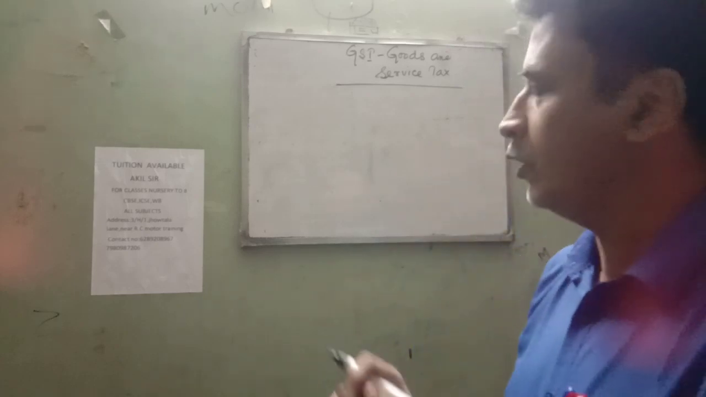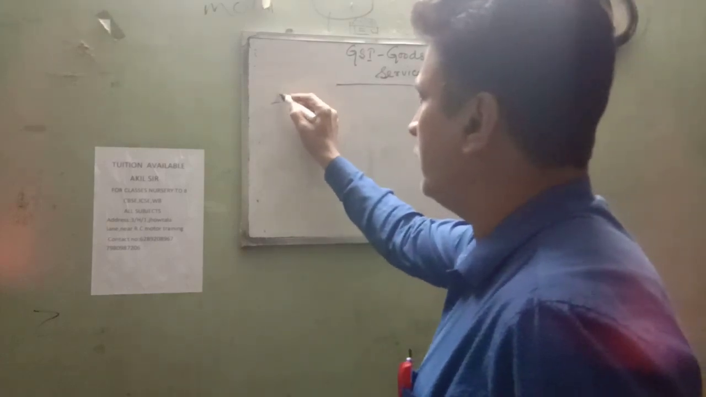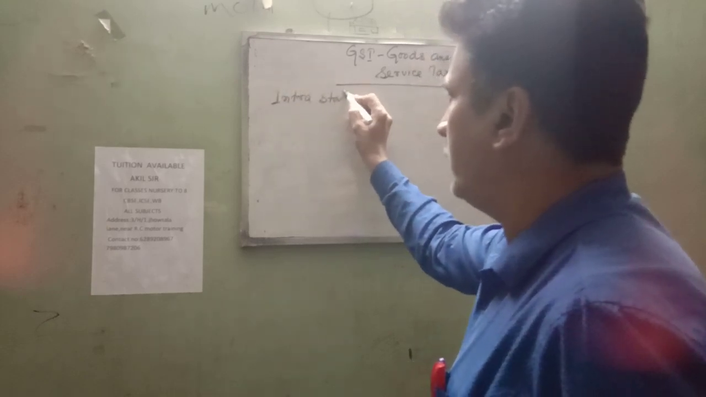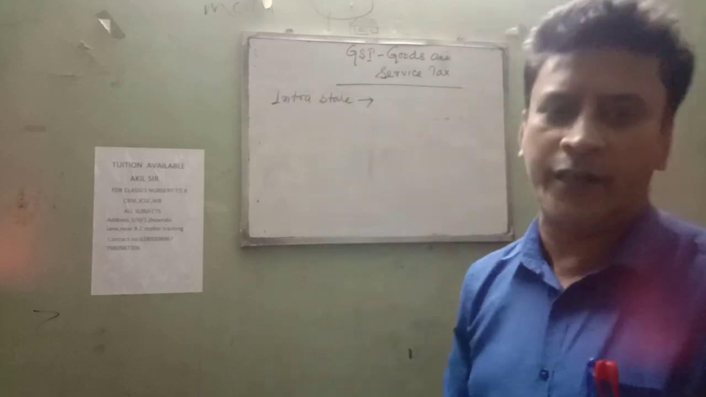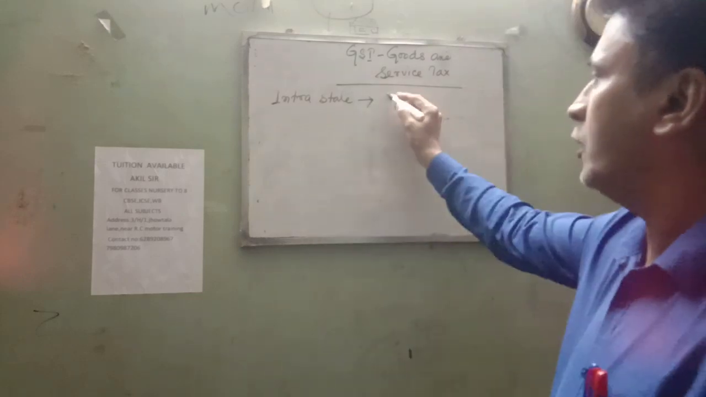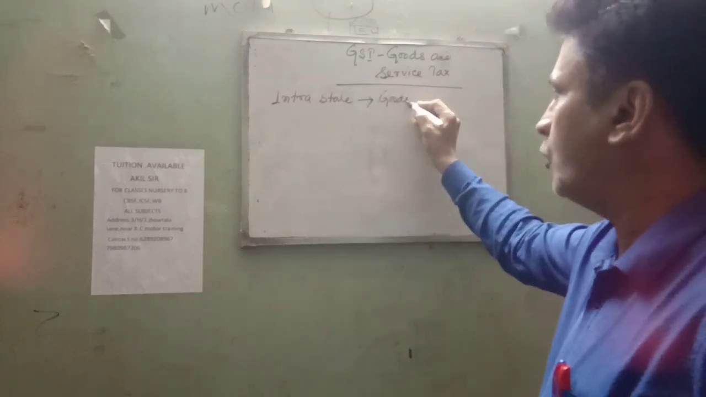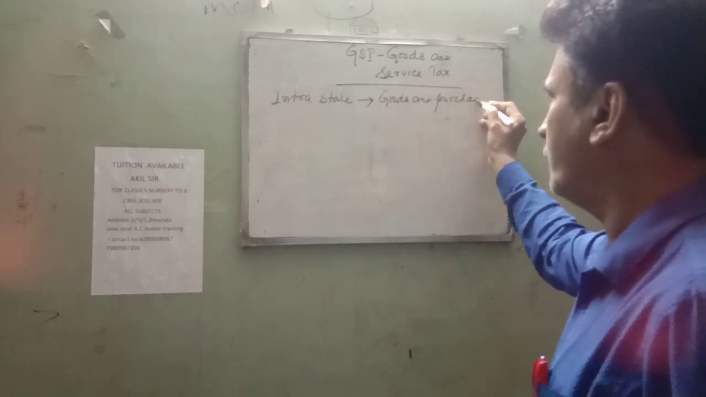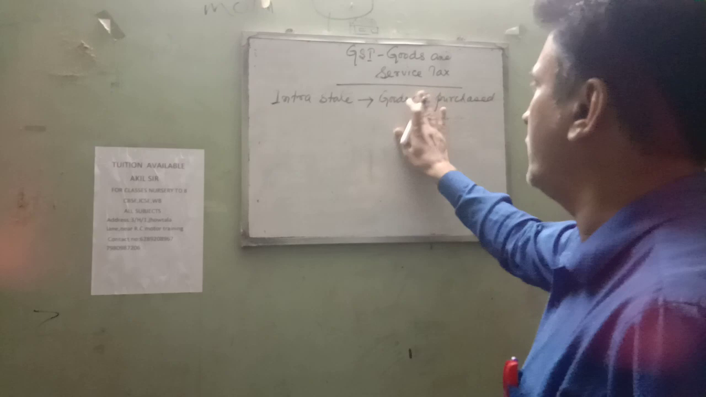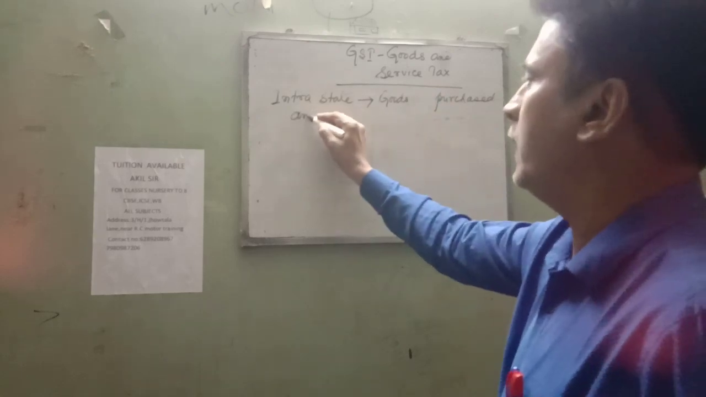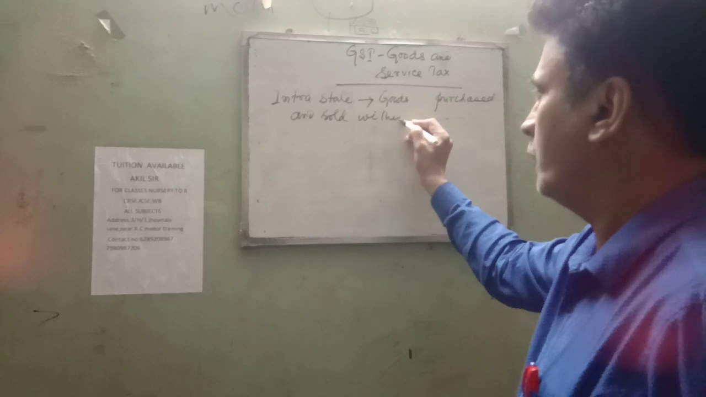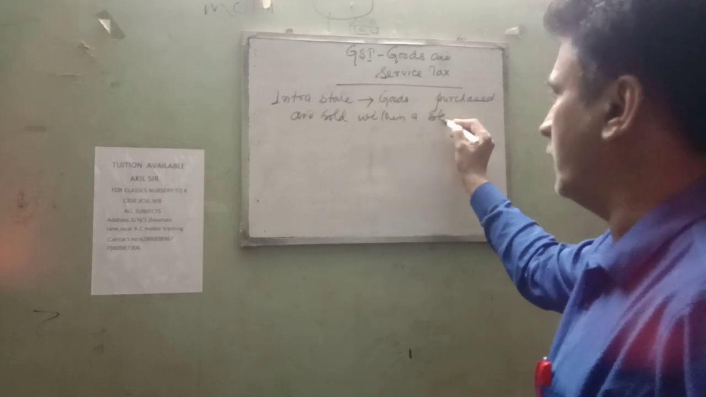Okay. So intra, I already discussed with you, intrastate means when the goods are purchased and sold within a state. Goods purchased and sold within a state. Same state.